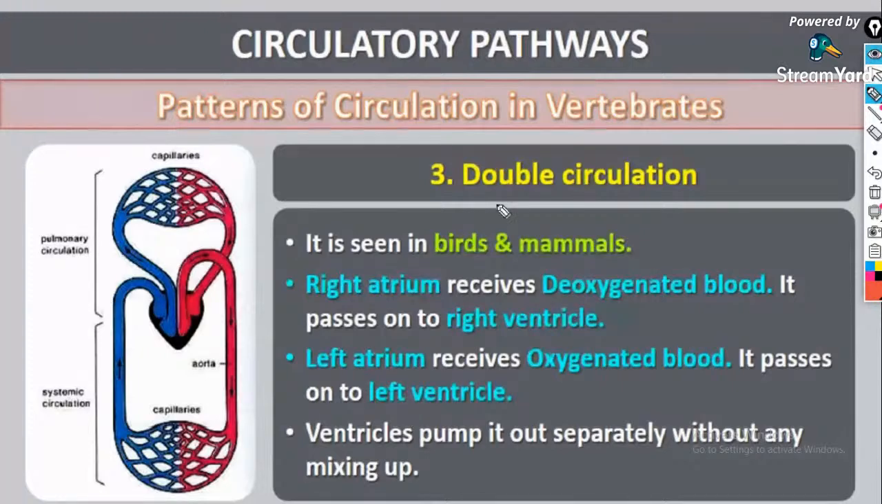Okay, next is the double circulation. It is seen in case of birds and mammals. Name one reptile that shows a four-chambered heart or a double circulation. A reptile also shows a double circulation. Name the reptile that shows the process of double circulation, same as the thing seen in aves and mammals.